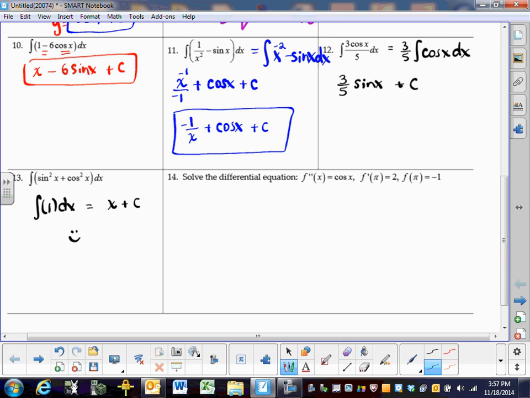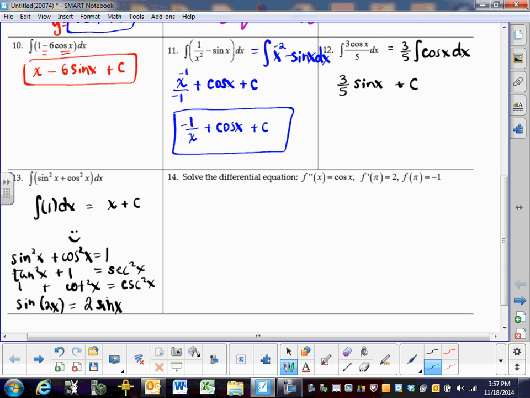Okay, so remember the only ones that we really need you to know for AB are sine squared x plus cosine squared x equals 1. Tan squared x plus 1 equals secant squared x. 1 plus cotangent squared x equals cosecant squared x. And the other big one that we use frequently is the sine double angle. So sine of 2x is 2 sine x cosine x.